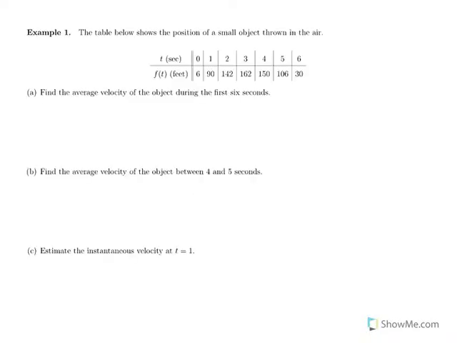In this video, we're going to do some practice problems relating to average velocity and instantaneous velocity. So the first question has to do with a table of values. The table of values shows the position of a small object thrown in the air. Note that at the beginning, we're going to start at 6 feet in the air.